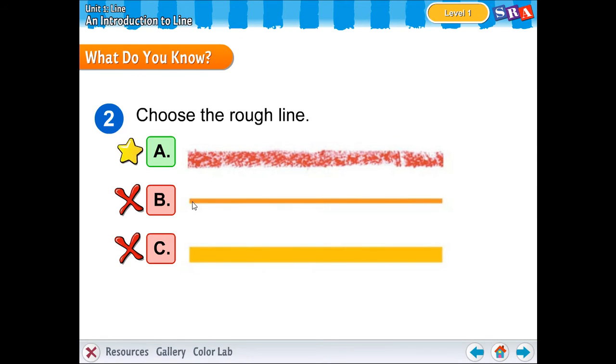A rough line, if you chose A, is a rough line. B is a thin line. C is a thicker line. And then out of those three, by the process of elimination, you can tell because this has texture. This is a rough line.